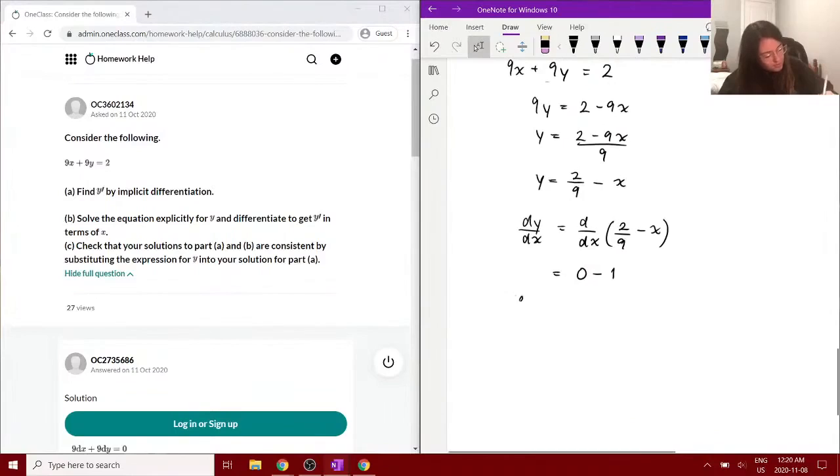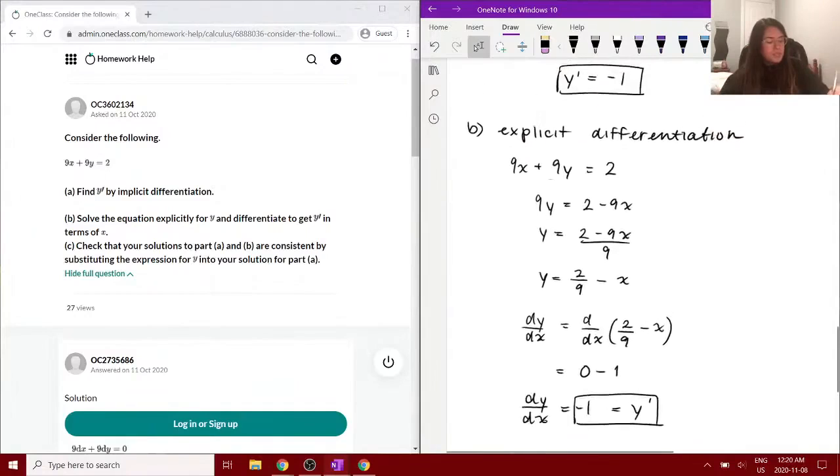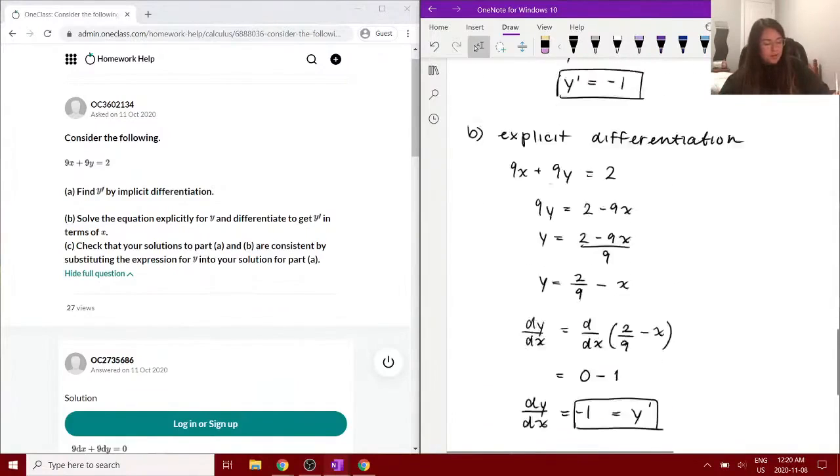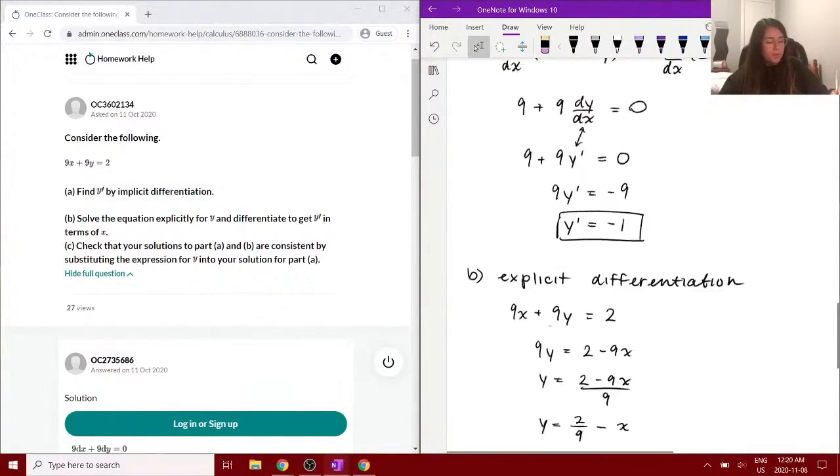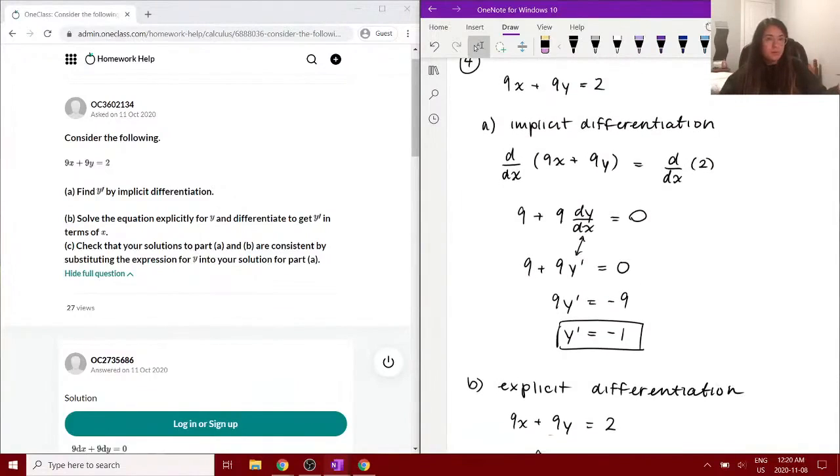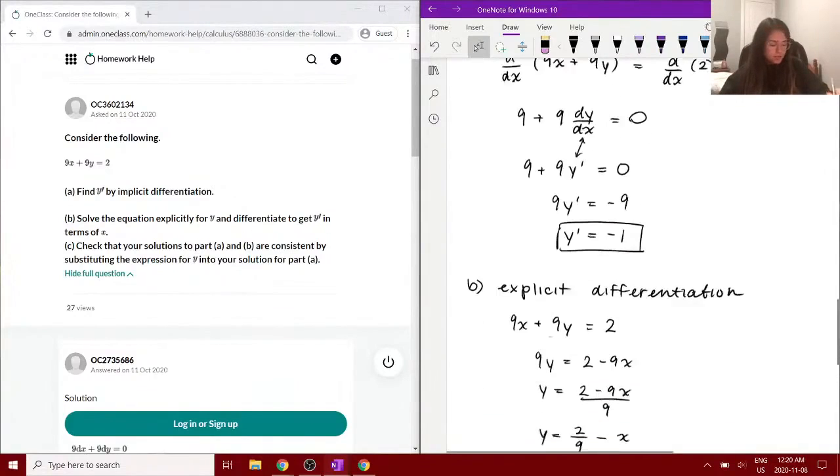So this gives the answer that dy by dx is equal to minus 1. And remember, dy by dx is the same thing as saying y prime. So that is our answer. And if we compare, we see that we get the same thing. We've got the same thing by doing both methods, solving it both implicitly and explicitly.